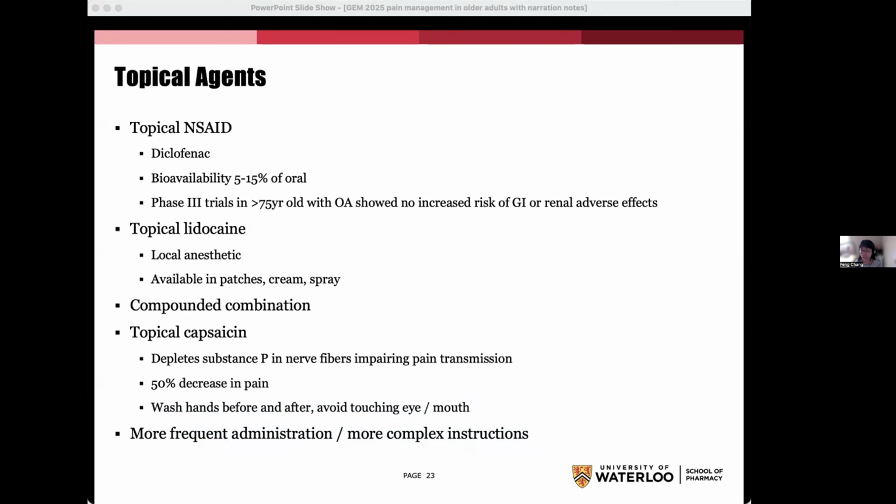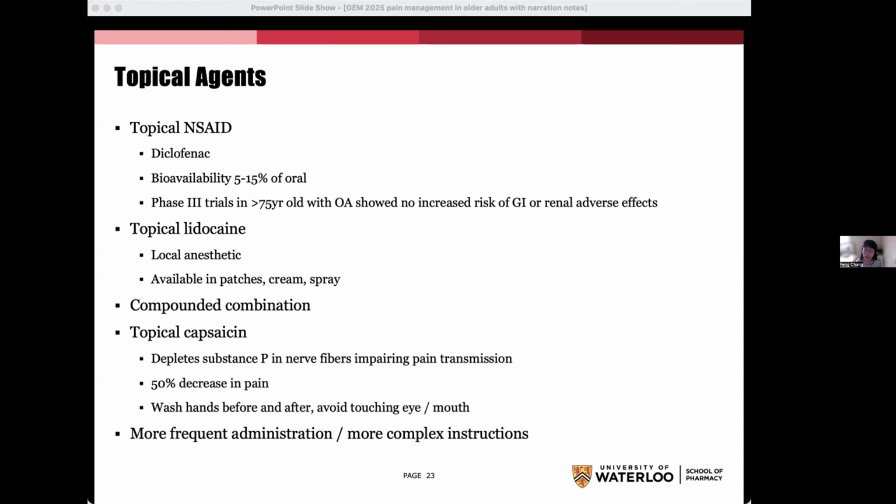It's an anesthetic, and the IV is not recommended in older adults because it's actually contraindicated in patients with pre-existing cardiac disease, and also used with caution in patients with hepatic or renal failure. So for lidocaine, we really just recommend the topical if you need to use it, but it's available as a patch or cream, and you can compound it in combination with topical NSAIDs, and sometimes people throw in a topical TCA like amitriptyline when there's a neuropathic pain component.